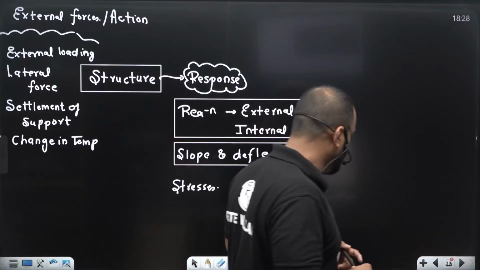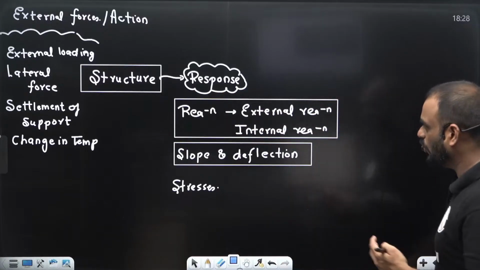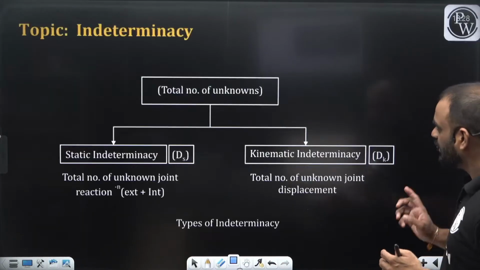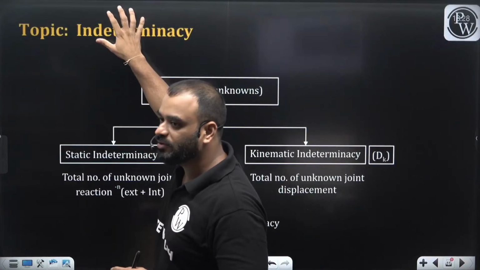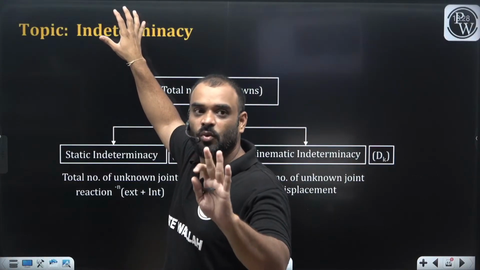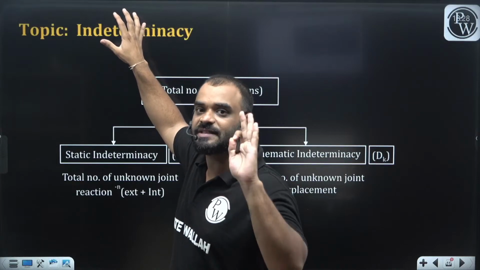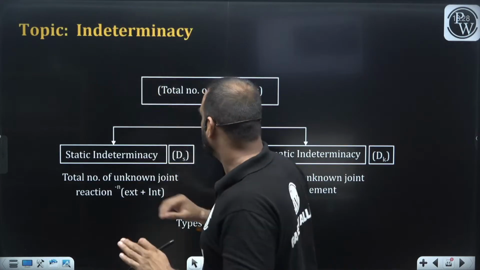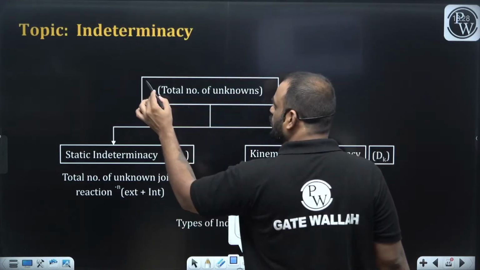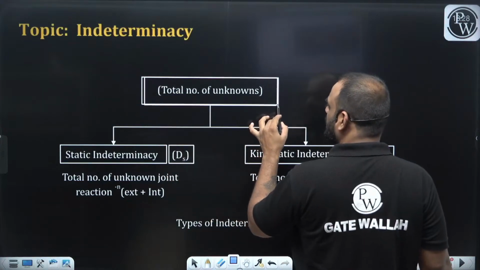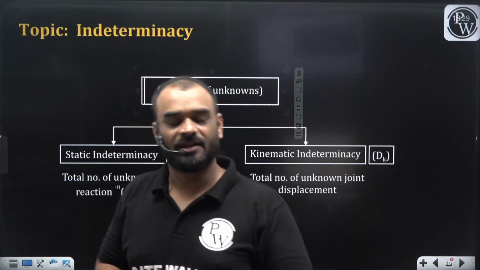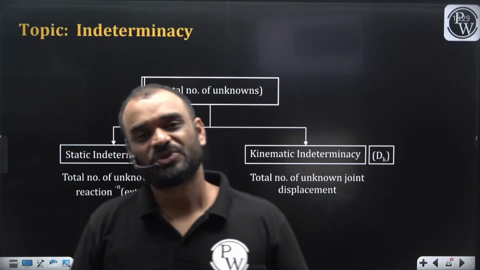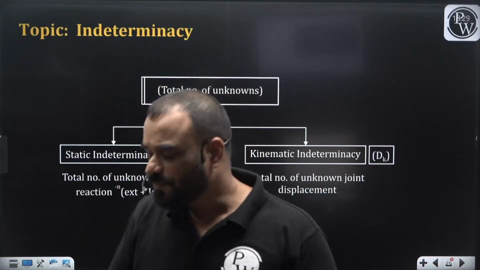So in case of indeterminacy, what do you mean by indeterminacy? Indeterminacy is nothing but the total number of unknowns in a structure. What is the total number of unknowns in a structure? So indeterminacy means the total number of unknowns. Simple. Now this unknown can be a reaction. This unknown can be a slope and deflection value. Okay, sir.